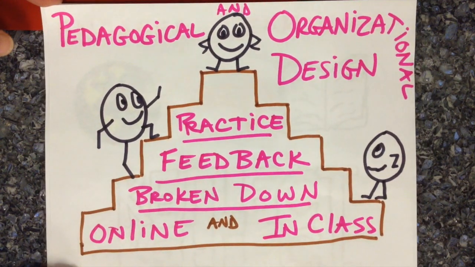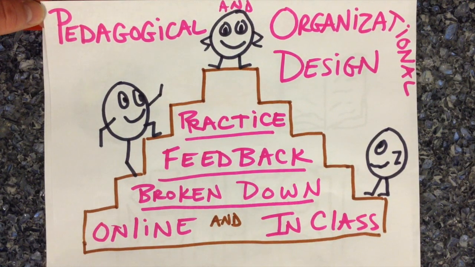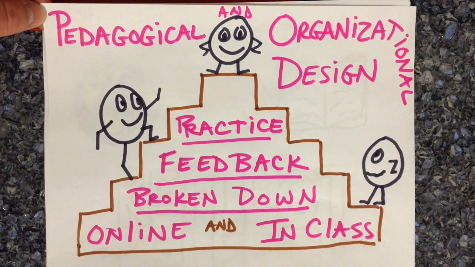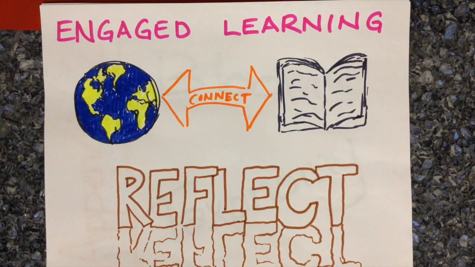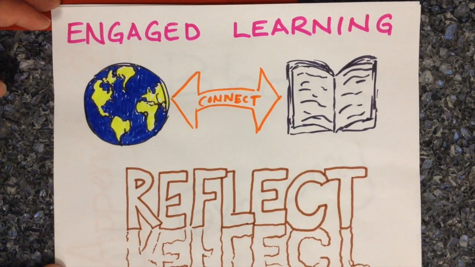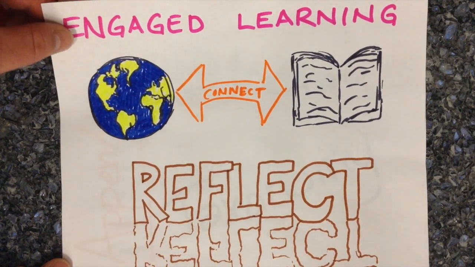Learning should be organized so that it is scaffolded, whether it's online or in class. Each step should be broken down into manageable parts. Teachers should provide feedback to students, and students should have the opportunity to practice. Blended learning should connect to students' lives and give them opportunities to reflect on their learning.